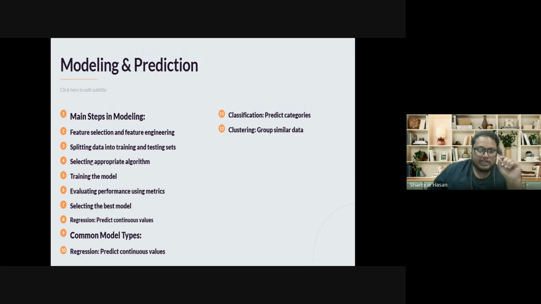Now the fourth point is selecting an appropriate algorithm. Which algorithm are you going to use? So selecting an algorithm is really important.